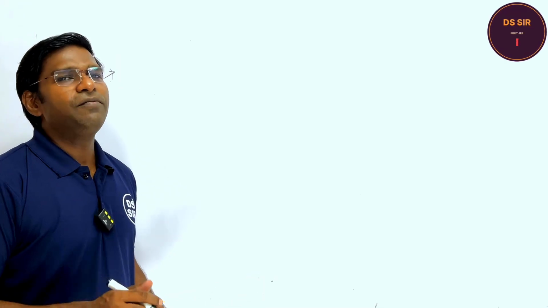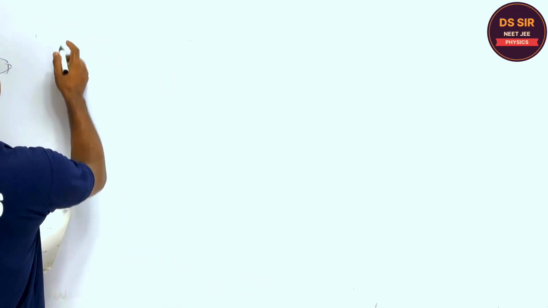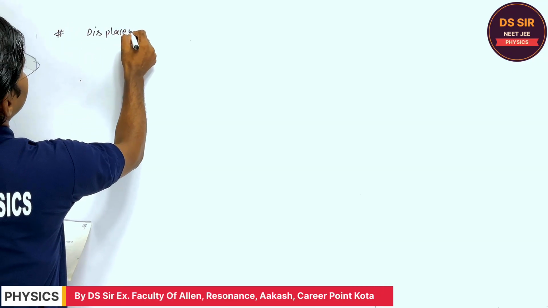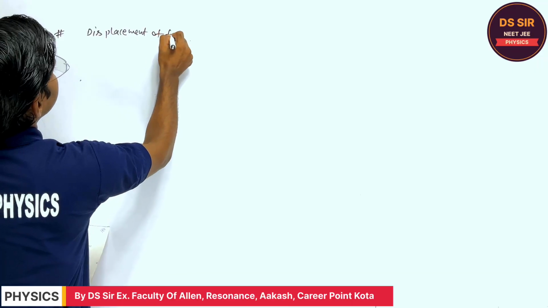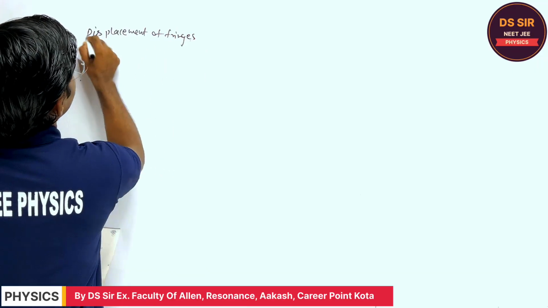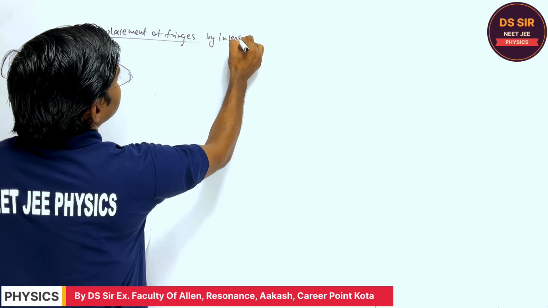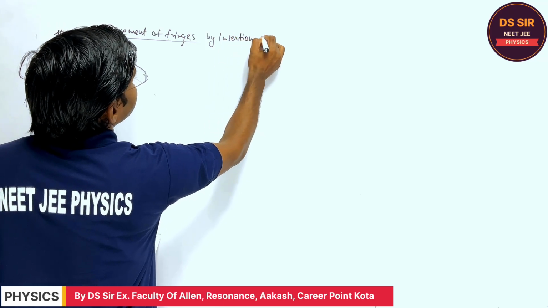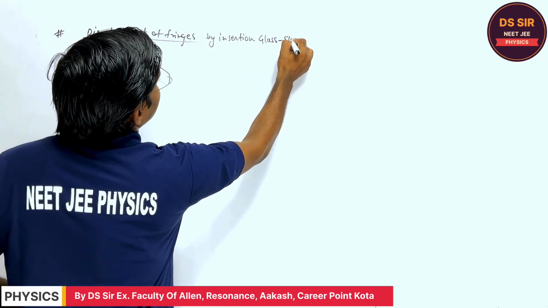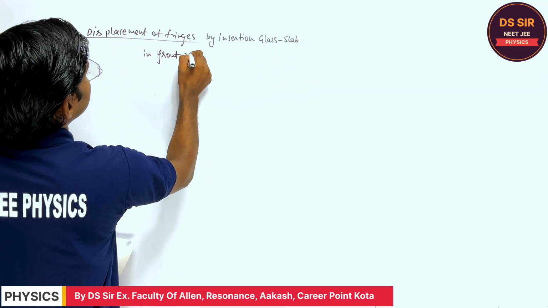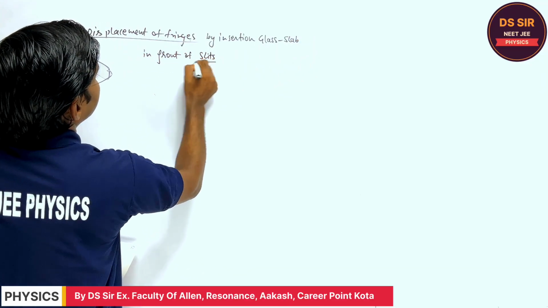So now we start the displacement of the fringe by inserting the glass slab in front of the YDSE experiment. You may write: displacement of fringes by insertion of a glass slab in front of the slits.